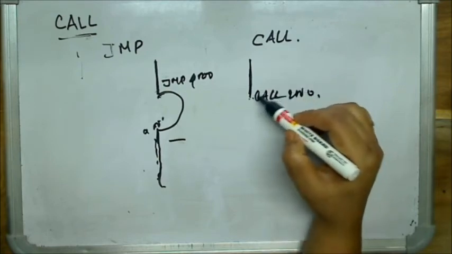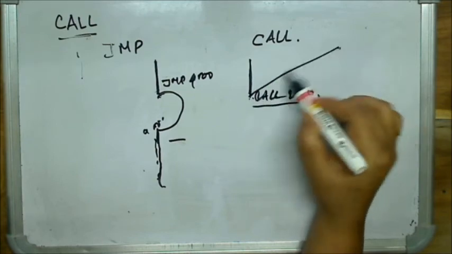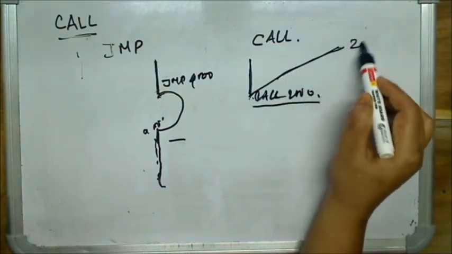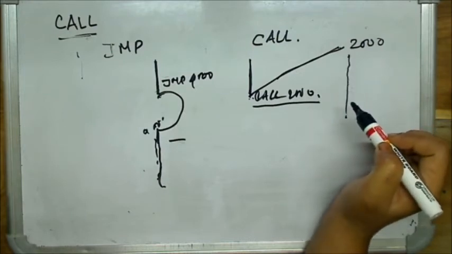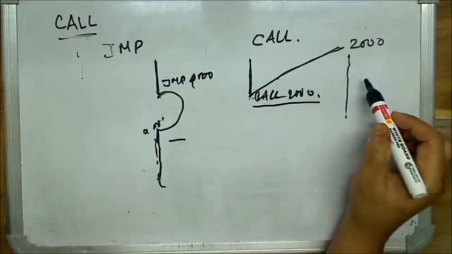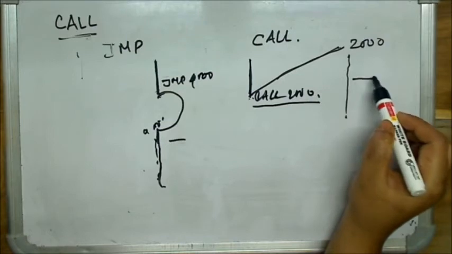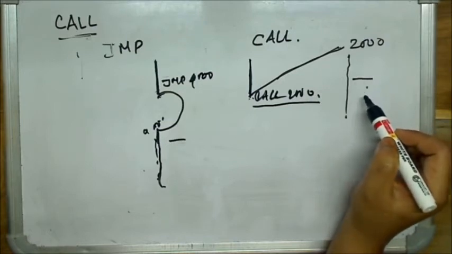Okay, so after you find the instruction call 2000, you go to a particular memory location, 2000, where you have written a function. Functions are so-called subroutines. In assembly language, they are called subroutines, but basically it is a function.